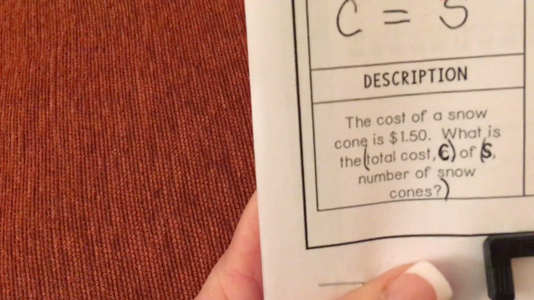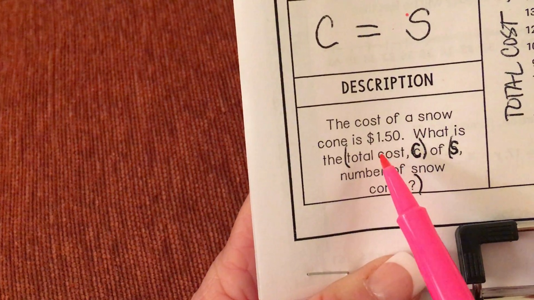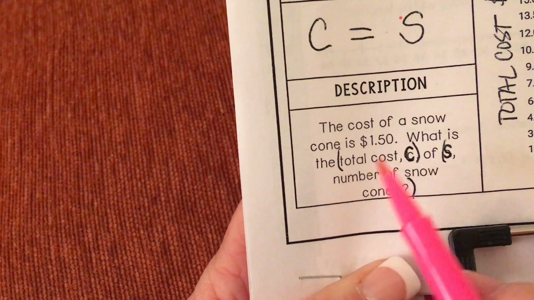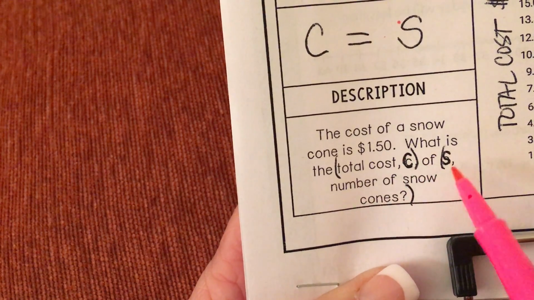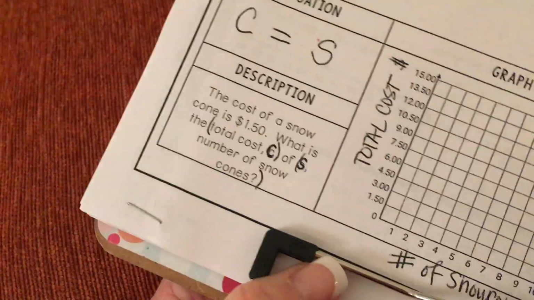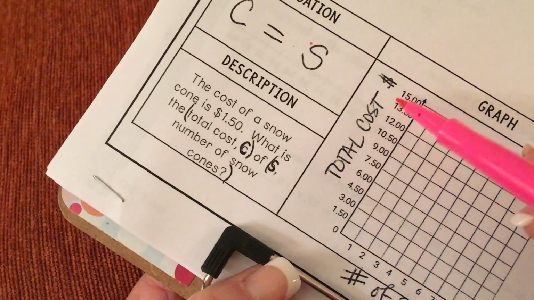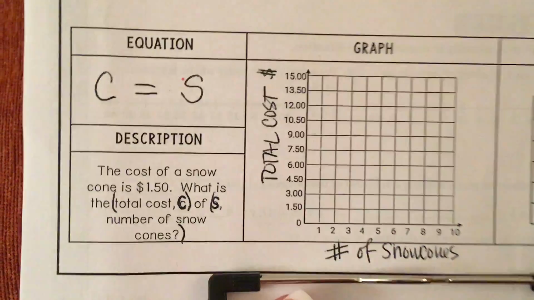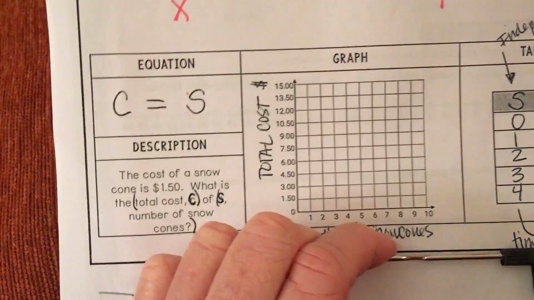So let's come up with a situation here. The cost of a snow cone is $1.50. What is the total cost, and they're using C for that, of S, which is the number of snow cones. So I hope you agree that the total cost is going to depend on how many snow cones you buy. Let's get our equation going.